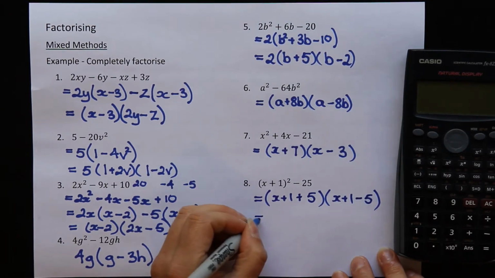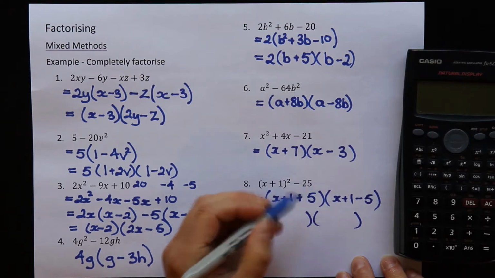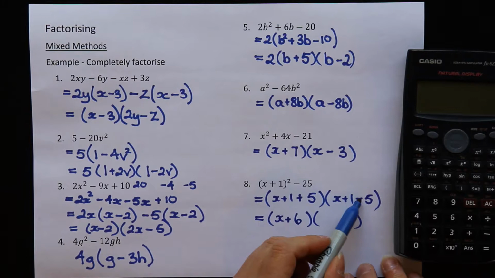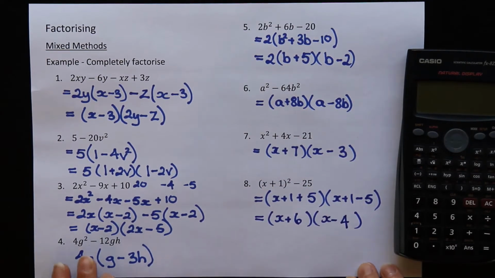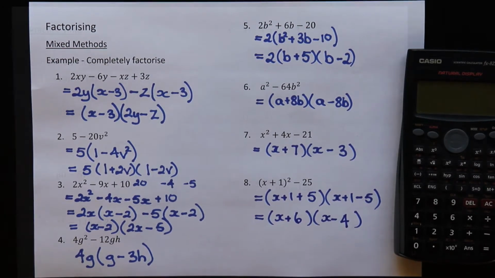Now this can actually be tidied up though, so we need to do that. 1 plus 5 is 6, so it's x plus 6. And 1 minus 5 is minus 4, so x minus 4. There it is. Okay, are you ready to have a try?